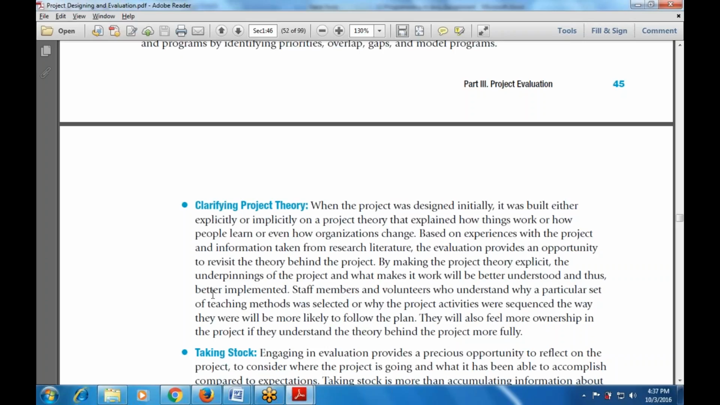The staff members and volunteers who understand why a particular set of activities will be beneficial, and what the various steps are and how to follow the plan, will also feel more ownership in the project if they understand the theory behind it more fully. More fully means clarifying how it is built, why it is built, what the main criteria are, and what the main benefit of the project theory is.